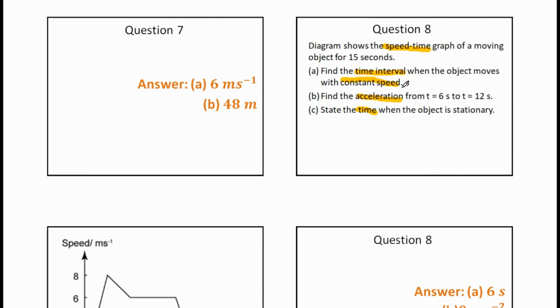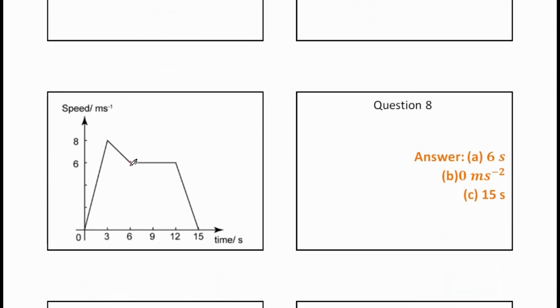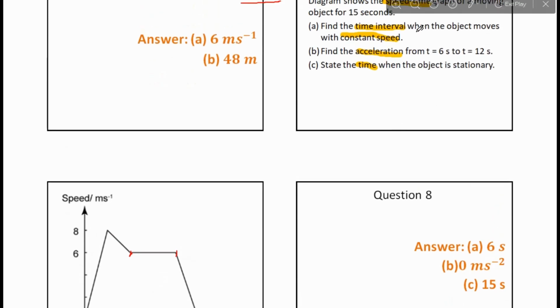Okay, so constant speed means flat line. So here's the flat line, this one. Okay, this is from 6 seconds to 12 seconds. So just 12 minus 6 equals 6 seconds.